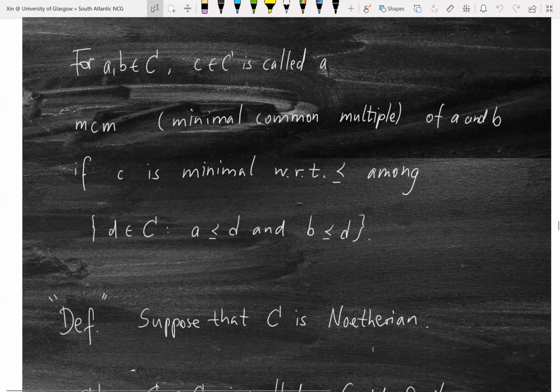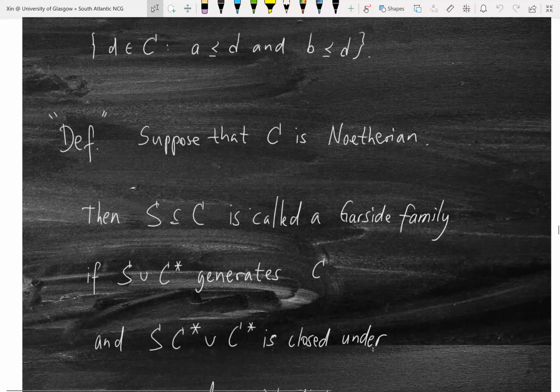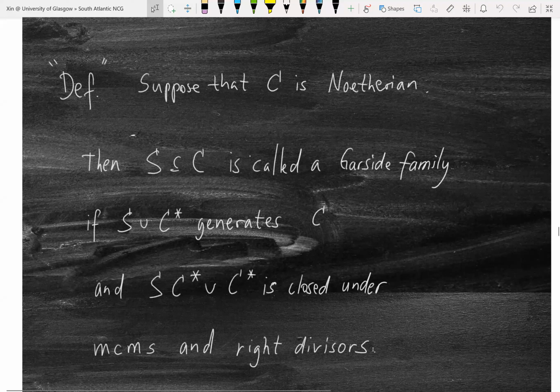And now here's the definition. You start off with this left cancellative category, and you assume it's Noetherian. What I explained to you was left Noetherian, but you can define everything with right divisors and get a notion of right Noetherian, and you want both for C, so both sides. And then a collection of elements S in C is called a Garside family if you have the following. S should generate your category whenever you add in the invertible elements. So this is one requirement.